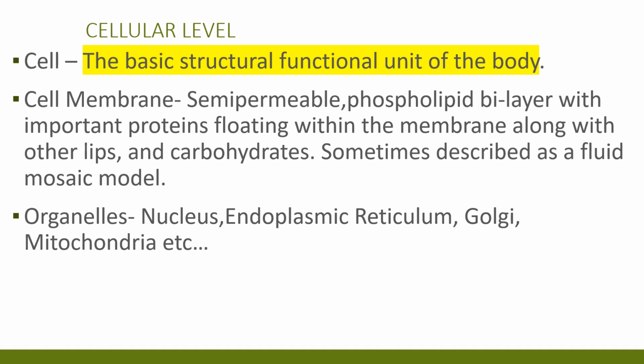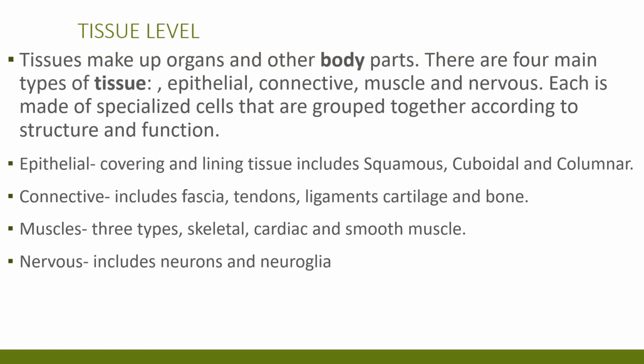It's kind of weird. And then organelles, you're going to have membranous and non-membranous, but the membranous organelles being shown here, like the nucleus, the endoplasmic reticulum, the Golgi apparatus, and the mitochondria, are all tiny little organelles within the cell. At the tissue level, tissues make up organs and other body parts. There are four main types of tissue: epithelial, connective, muscle, and nervous tissue. Each is made of specialized cells that are grouped together according to structure and function.